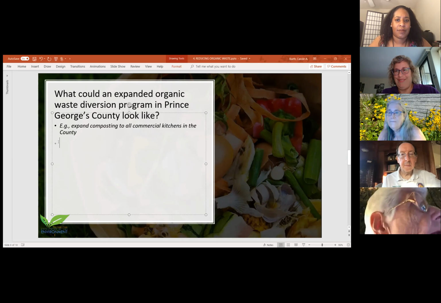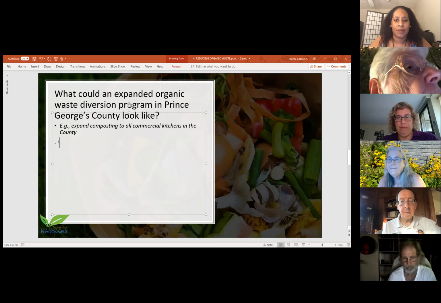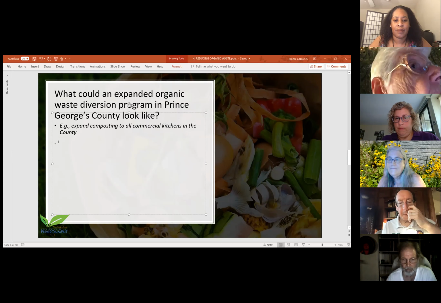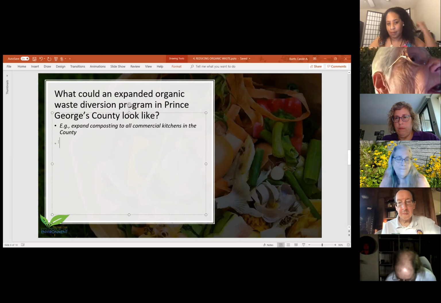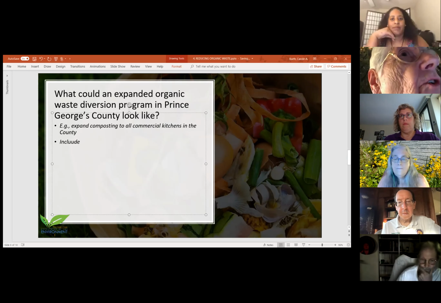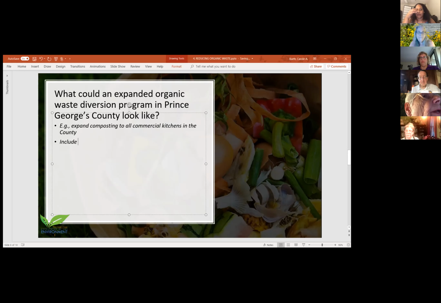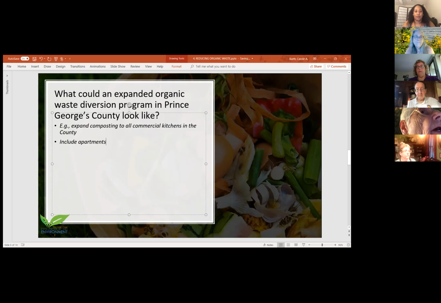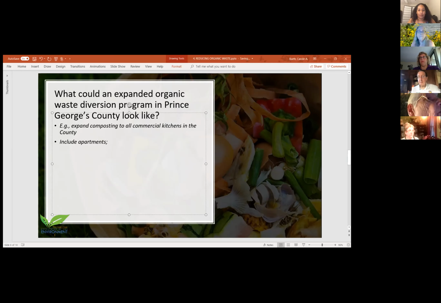Okay, I'm Ann Riley and I live in Riderwood, which is a retirement community on the edge of the county. And I'd like apartments to be considered in all of this. I know in Montgomery County, they gave some sort of a grant to the Blair Apartments, and they have quite a bit of composting going, from individuals putting their food waste each day in a place where it can be emptied and then processed accordingly. I'd like to see something like that in Prince George's County for apartments, because we never think of them.